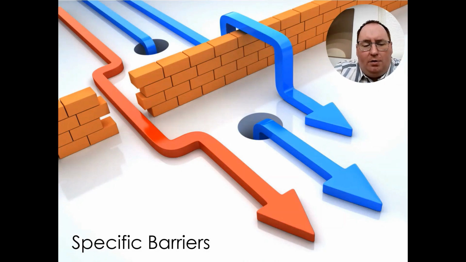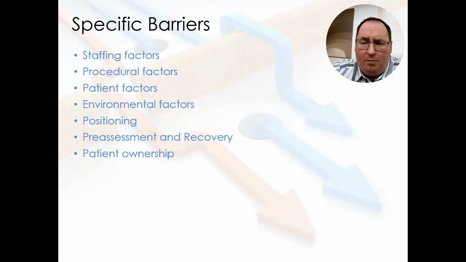So we've contemplated staffing as one of the key specific barriers, but that's obviously not the only barrier. When I think about the barriers, I've divided them into these key headings. So staffing we've talked about, procedural factors, patient factors, environmental factors, and in that we include some elements of positioning, issues relative to pre-assessment, and issues relative to recovery, and some issues relative to patient ownership. So we're going to talk about those in turn for the rest of this talk.